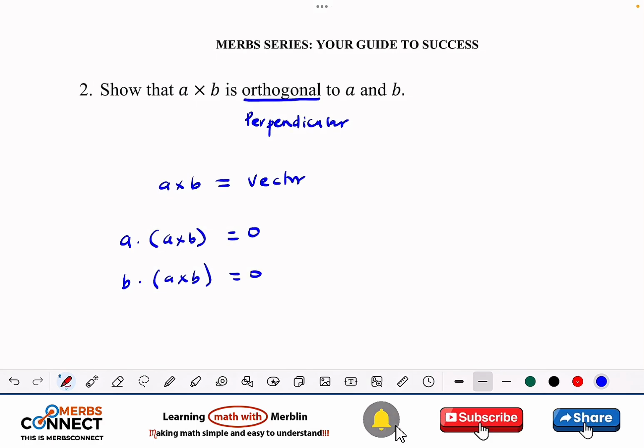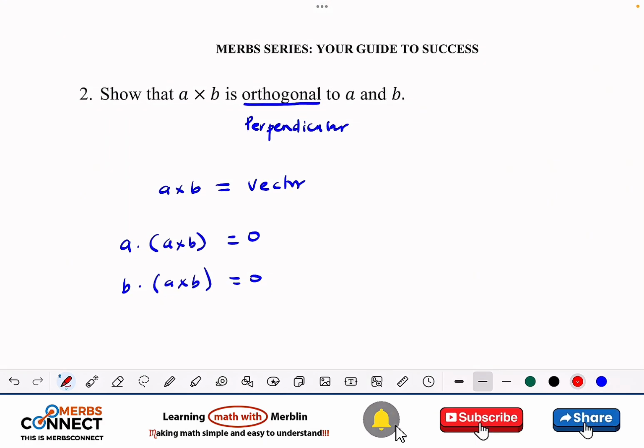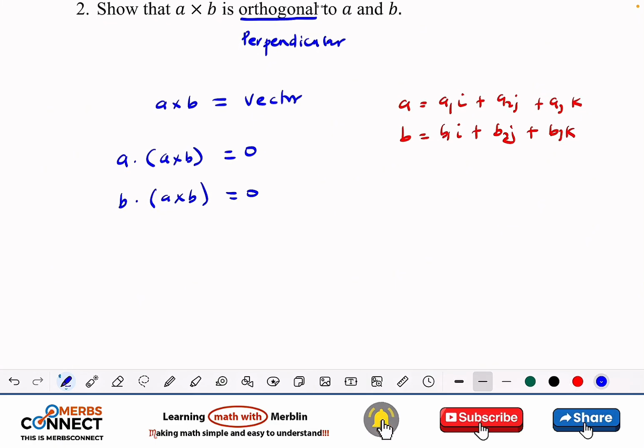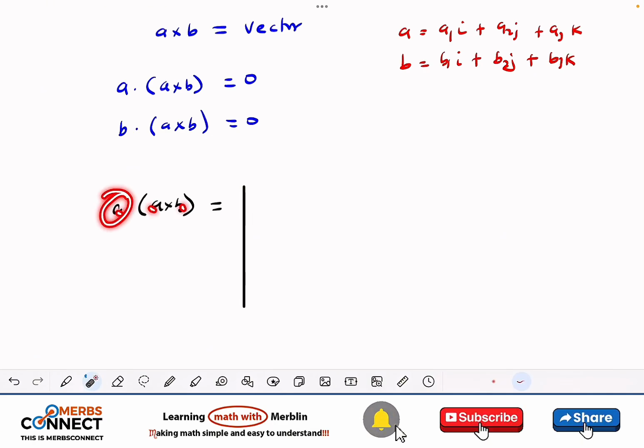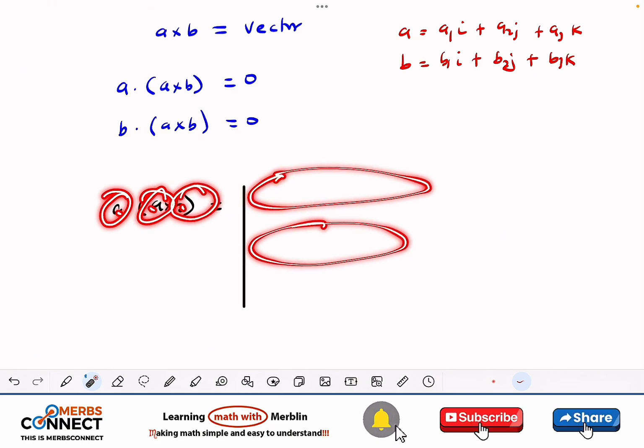Before we do that, let's say A is equal to A1 i plus A2 j plus A3 k, and then we can also define B to be B1 i plus B2 j plus B3 k. So let's show them one by one and show that it's equal to 0. So A dot A cross B is going to be, since there are 3 of them, 1, 2, 3, this will occupy the first, this will occupy the second, and this one will occupy the third.